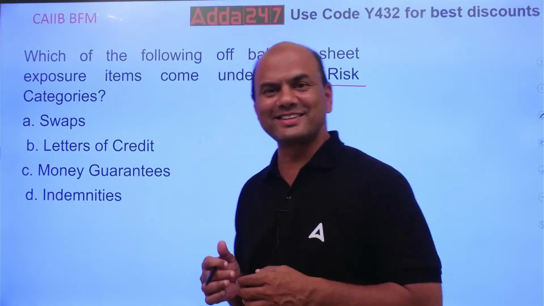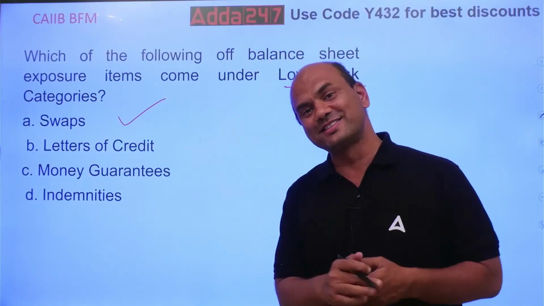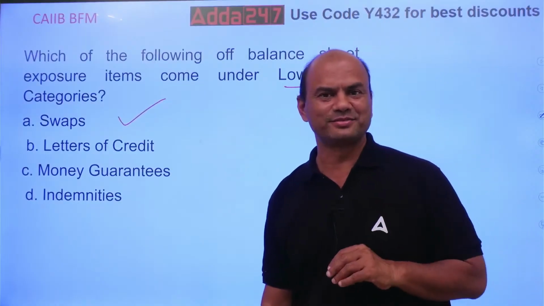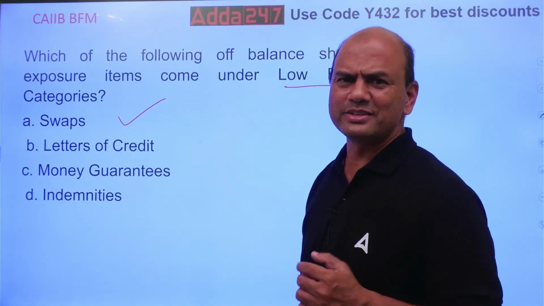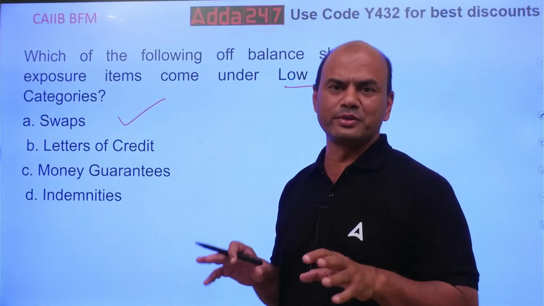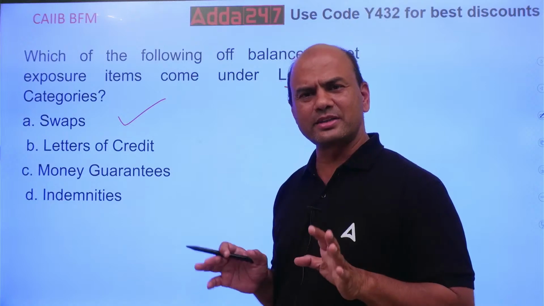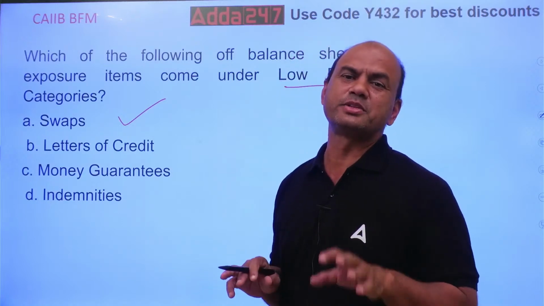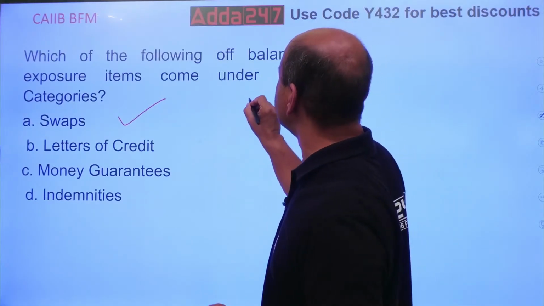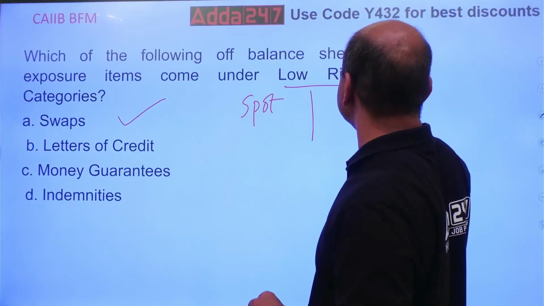So which is the correct answer then? Look at this. The correct answer is swaps. Totally reverse of what you are thinking. Swaps are the lowest risk. Why lowest risk? What is a swap? Swap is always the exchange between 2 streams of cash flows. Basically, in your numericals, swap means the exchange between the spot rate and the forward rate. The spot is the present thing, and the swap is the exchange between spot rate and forward rate.